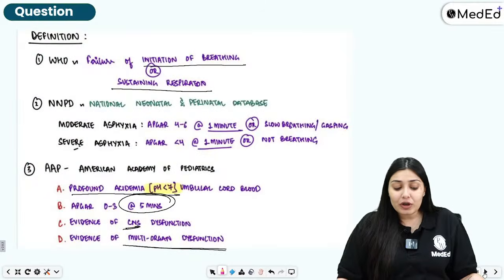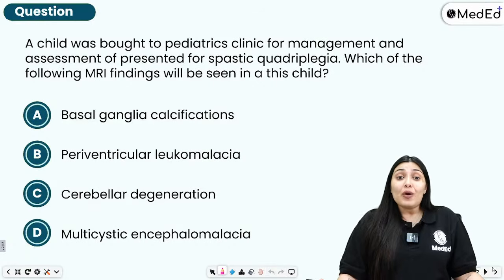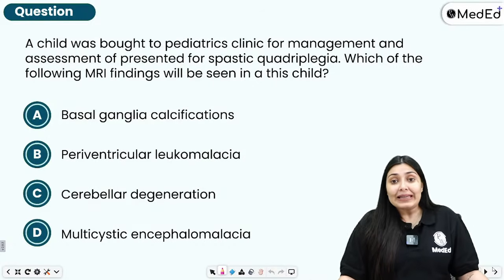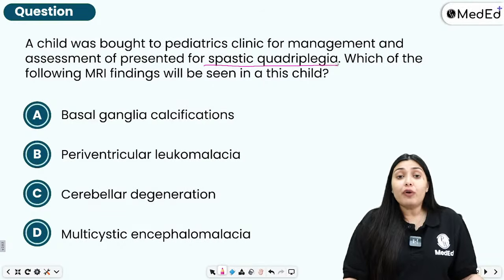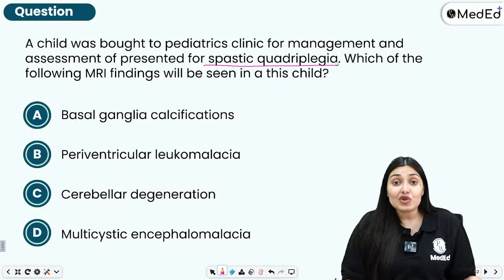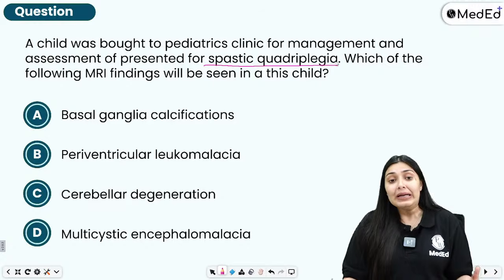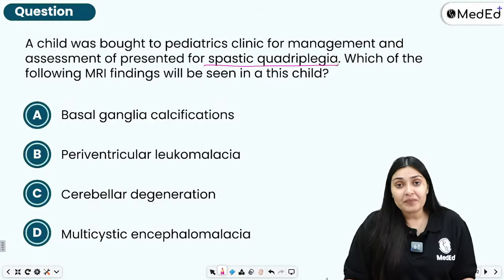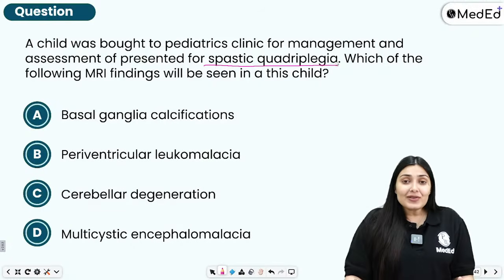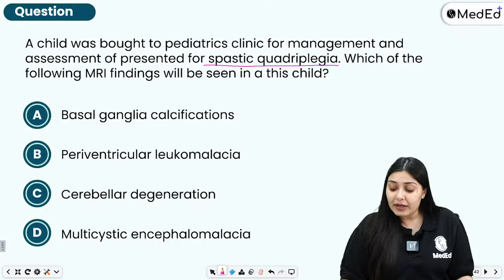Right? So this is all about your perinatal asphyxia. Now let's move to the next question. A child was brought to the pediatrics clinic for the management and assessment of quadriplegia. Which of the following MRI findings will be seen in this child? Basal ganglia calcification, periventricular leukomalacia, cerebellar degeneration, or multicystic encephalomalacia. So to understand this, let's understand the brain injuries that we see in neonates.